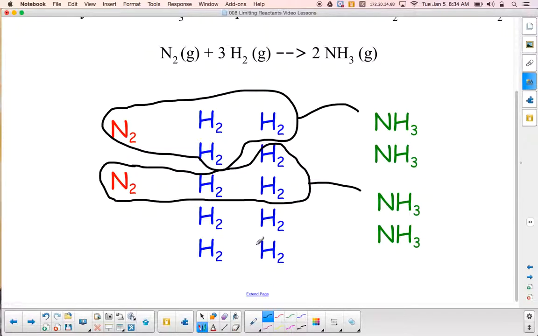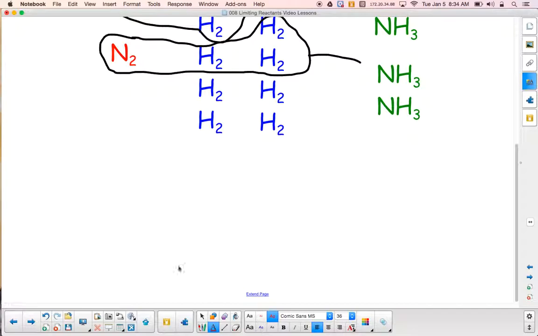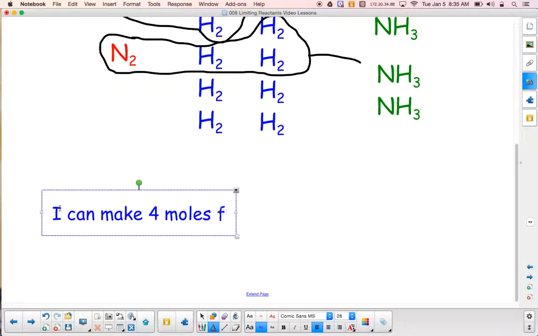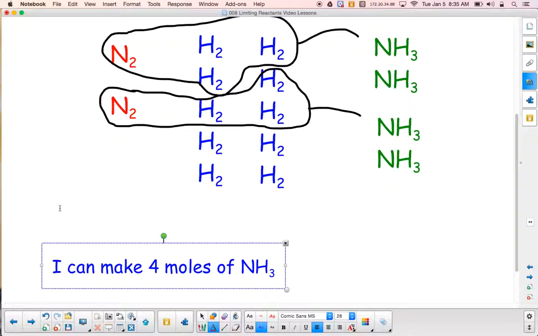Notice then that the answer to my question here is that I can make 4 moles of NH3. After that, I haven't got any nitrogen left, and so the process is going to come to an end. This method gets its name because the little loops that we use to loop up our reactant and the tail we use to show how much product we make, when put all together, look a little bit like a lasso.